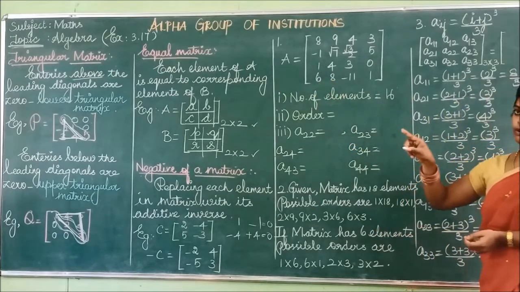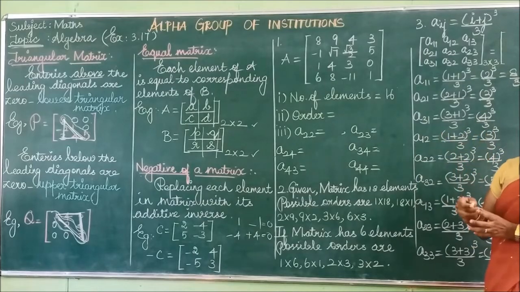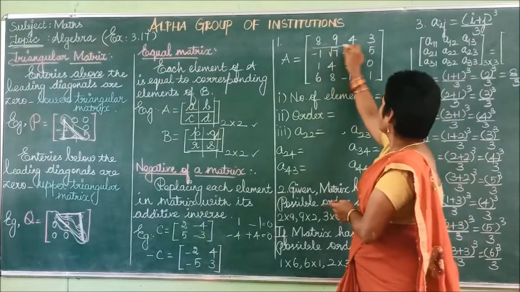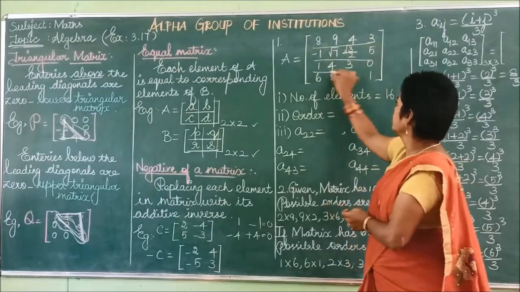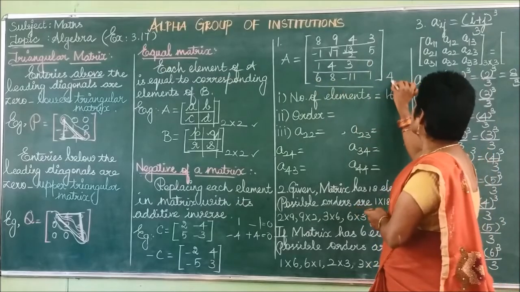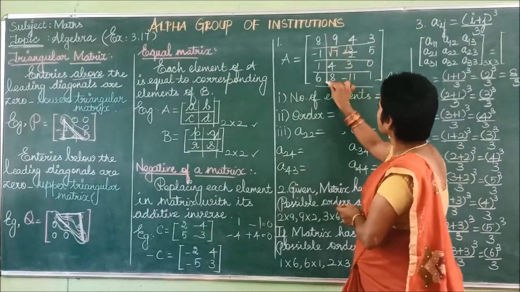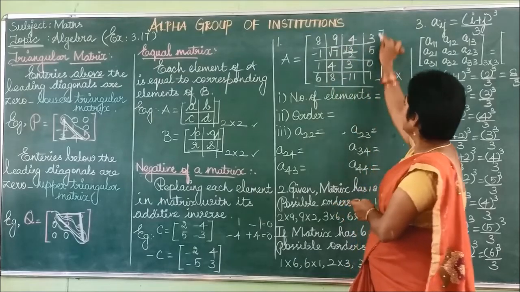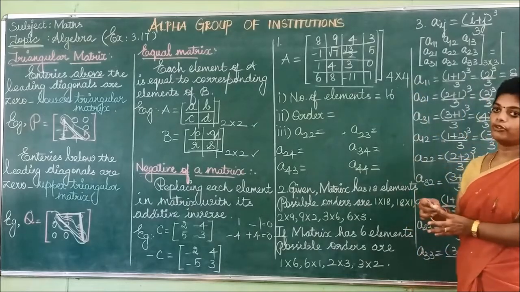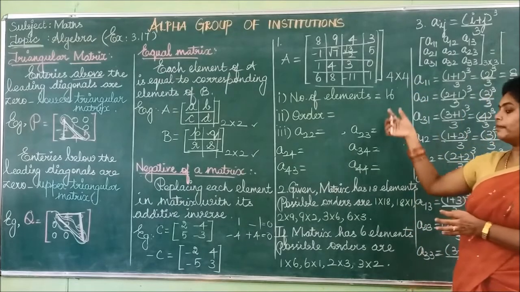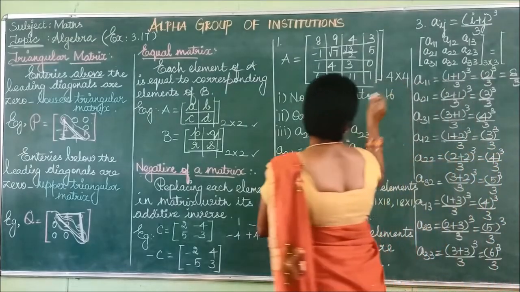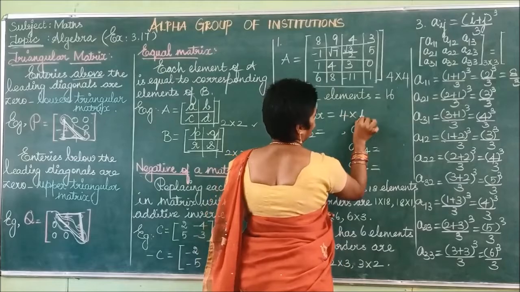In this way you can find out, or else you can find it using the order. What is the order of this matrix? First calculate the number of rows: 1, 2, 3 and finally 4. 4 rows and 4 columns, so 4 cross 4. 4 fours are how much? 16. So the elements in the matrix are 16. So you can write the order: 4 cross 4.